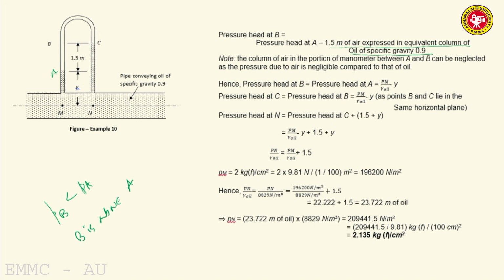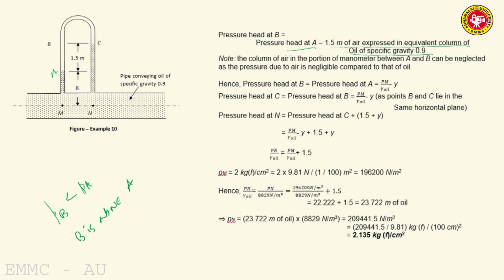So, as the elevation increases, the pressure decreases. So, pressure head at B will be less than pressure head at A, that is PB is less than PA, because B is above A. So, what is pressure head at B?